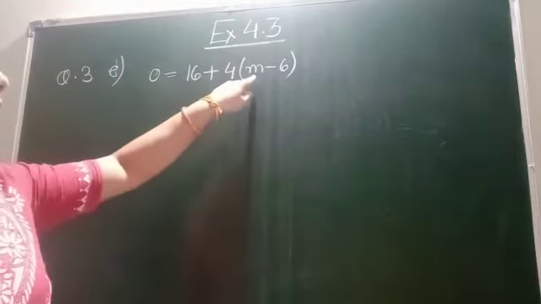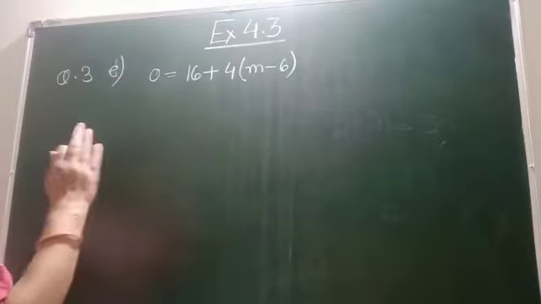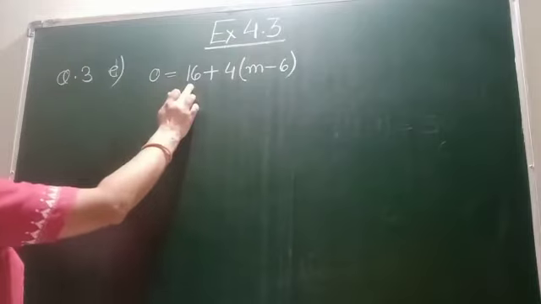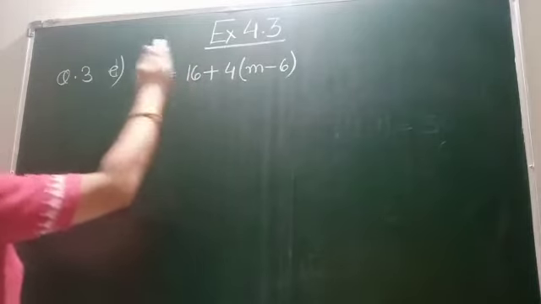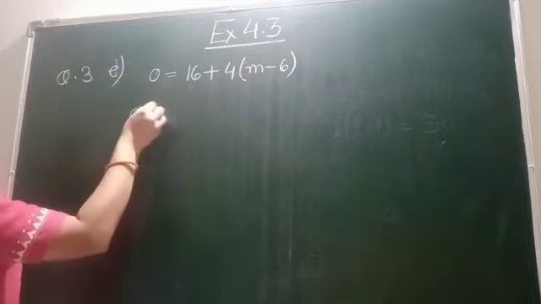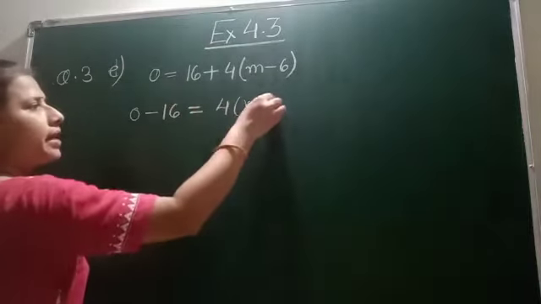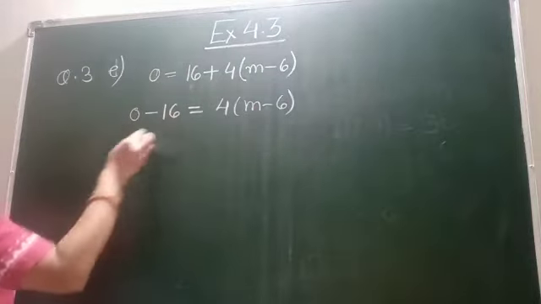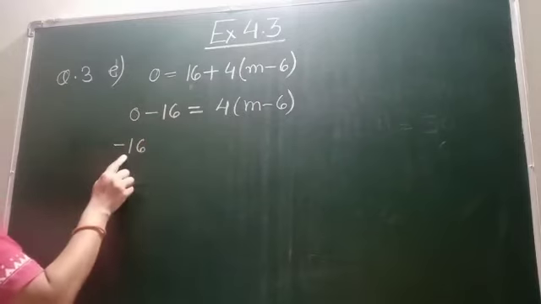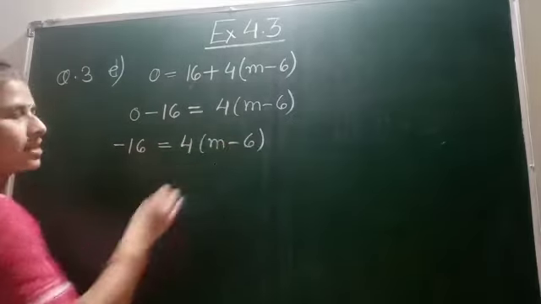Again you can see here the variable is on the right hand side. Okay. So what will we do? Yes, in this question we will interchange the places of left hand side and right hand side. First we will shift this plus 16 from right hand side to left hand side. What will we get? 0 as it is. Now plus will change into minus, equals 4 within bracket m minus 6. 0 minus 16, it means minus 16. What will remain? Minus 16 equals 4 into m minus 6.